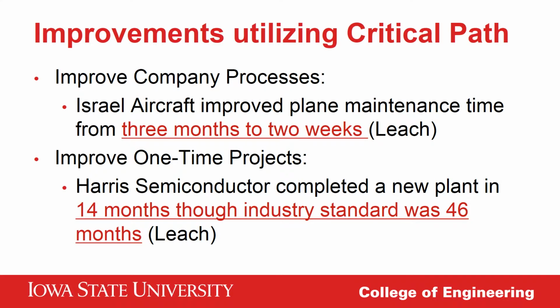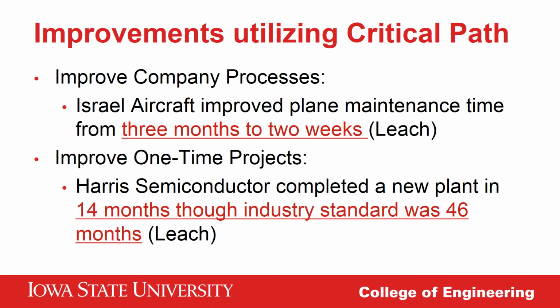Using critical path management to streamline and prioritize tasks has proven to be useful in many different types of projects. Israel Aircraft used critical path management to improve their average plane maintenance service time from 3 months to 2 weeks. This saved them money, which they were previously paying in late charges.